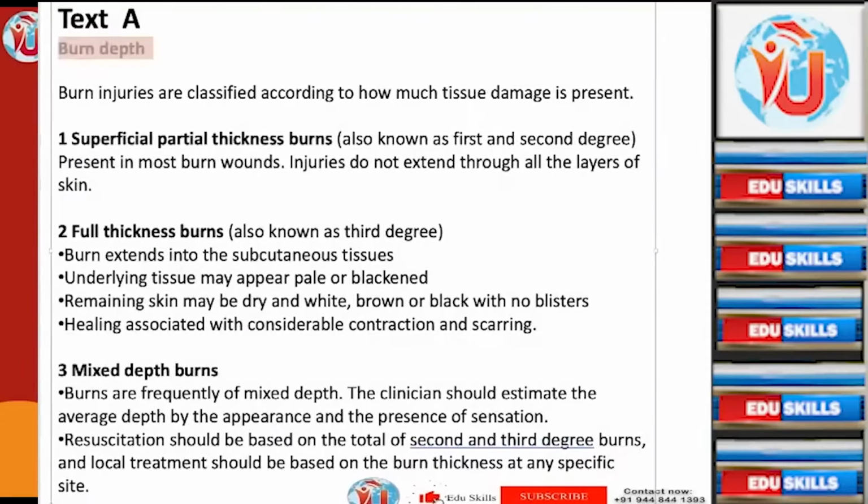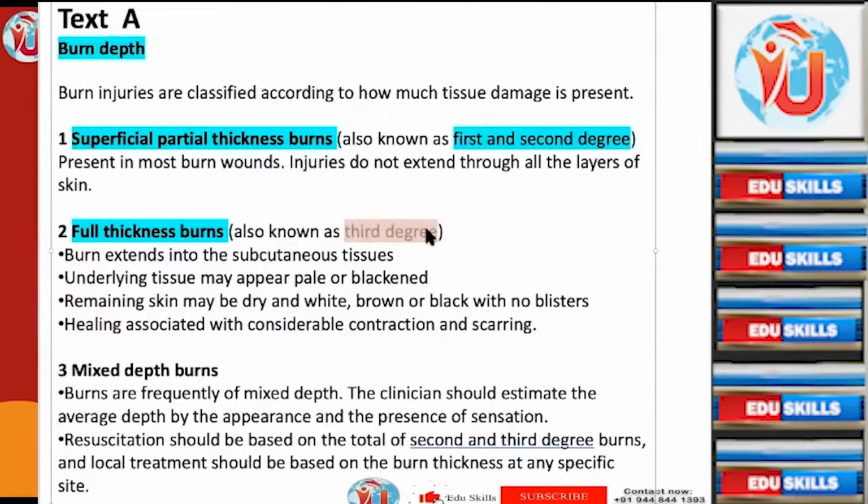Burn depth. Then superficial, first and second degree. Then full thickness burns, third degree. Those are the subheadings. Again, in the same text, there are subheadings. Then mixed depth of burns. These are very important. Look into, maybe you can read this first one.